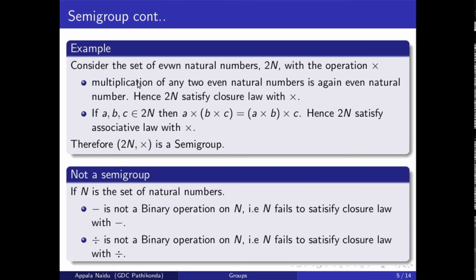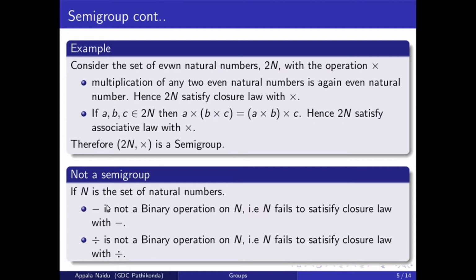Now consider the set of even natural numbers with the operation multiplication. If you multiply two even natural numbers, we get an even natural number again, and multiplication satisfies associative law. Hence the set of even natural numbers is a semigroup with multiplication.